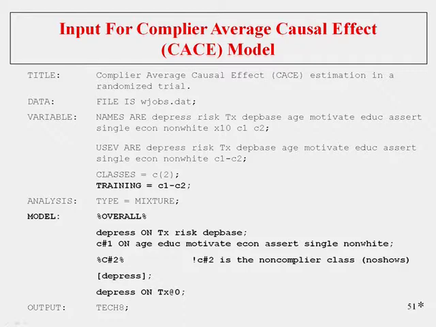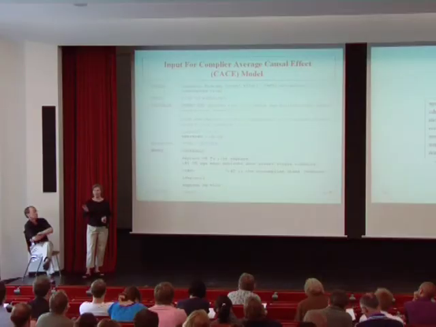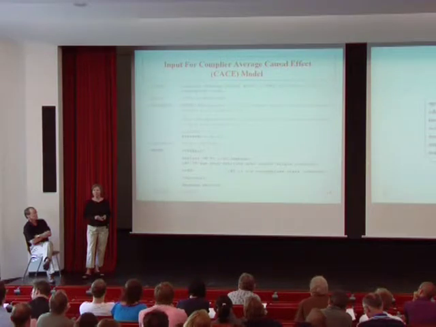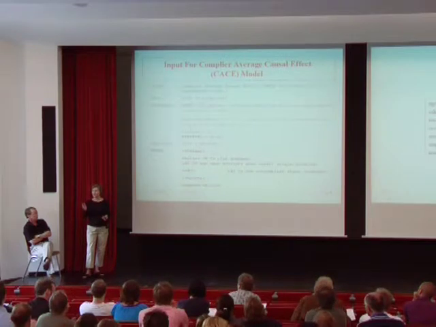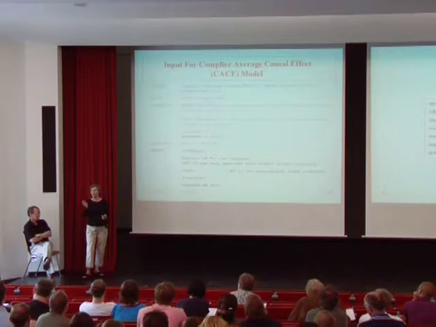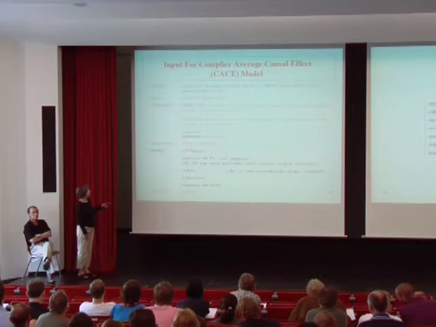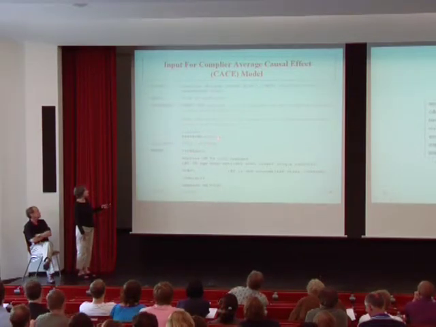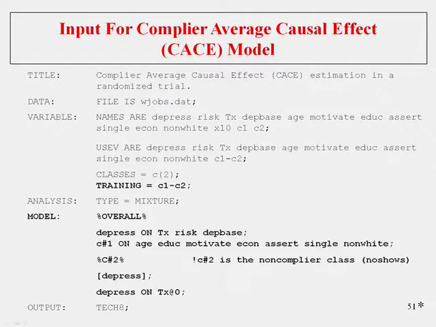Now, the training option is used to specify which variables contain training variable information. Like I talked about, the training variables say which classes a person is allowed to be in. So treatment compliers were only allowed to be in the complier class. Non-compliers were only allowed to be in the non-complier class. But for the control group, since we didn't know whether they were compliers or non-compliers, they could be in either class. So training equals says that C1 and C2 are the training variables.